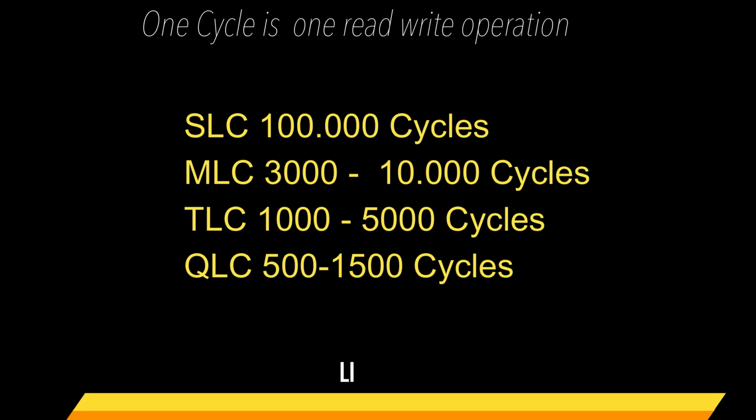Now, what does that do for you in terms of lifetime? And the lifetime here is expressed in cycles. The SLC lifetime is about 100,000 cycles. The MLC lifetime ranges between 3,000 and 10,000 cycles. The TLC lifetime is between 1,000 and 5,000 cycles. And the QLC lifetime is between 500 and 1,500 cycles.